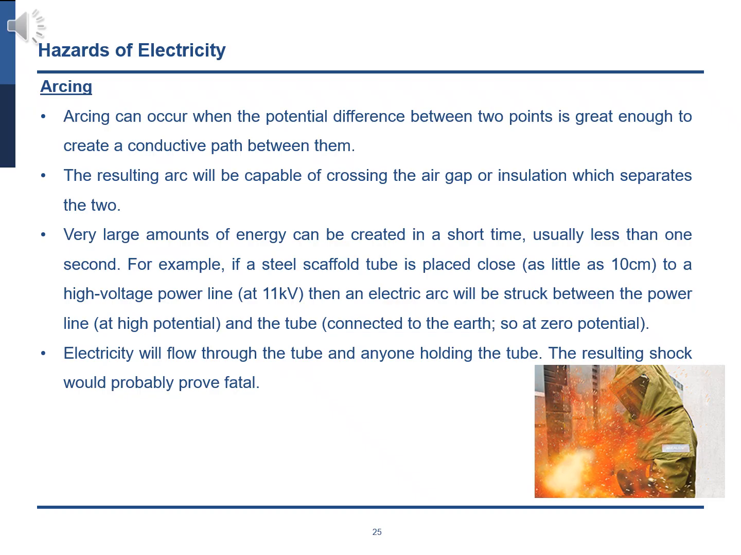For example, if a steel scaffold tube is placed close, as little as 10 centimeters, to a high-voltage power line, at 11 kV, then an electric arc will be struck between the power line, at high potential, and the tube, connected to the earth, so at zero potential. Electricity will flow through the tube and anyone holding the tube. The resulting shock would probably prove fatal.